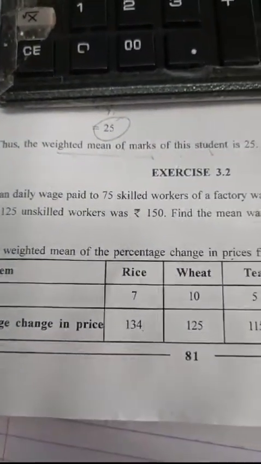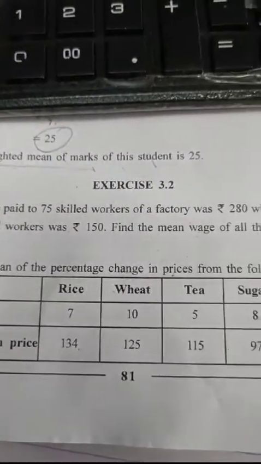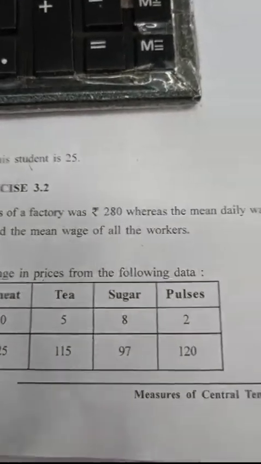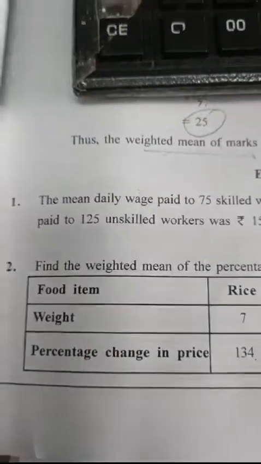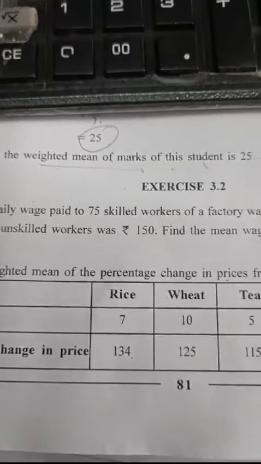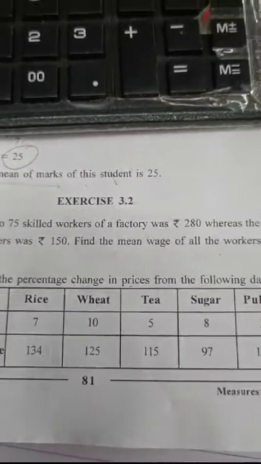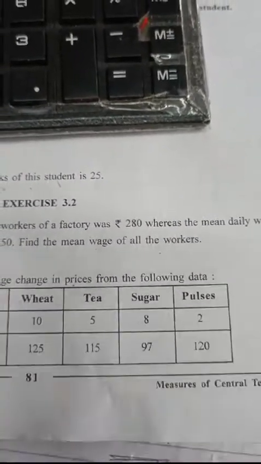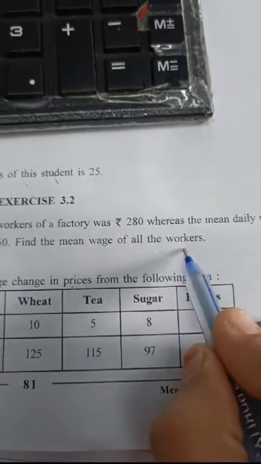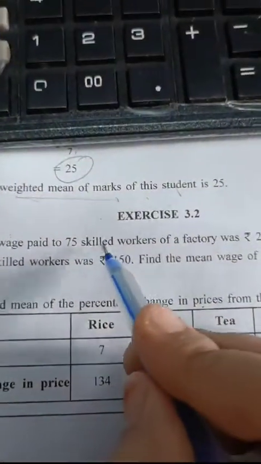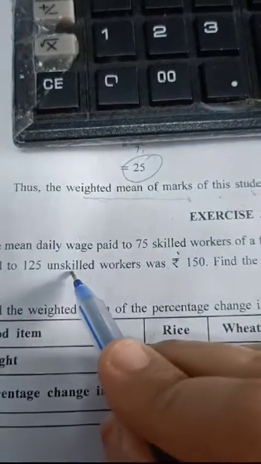The mean daily wage paid to 75 skilled workers of a factory was rupees 280, whereas the mean daily wage paid to 125 unskilled workers was rupees 150. Find the mean wage for all the workers. Now all the workers are divided into two parts. First skilled workers and second unskilled workers.